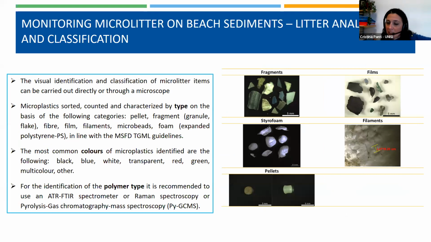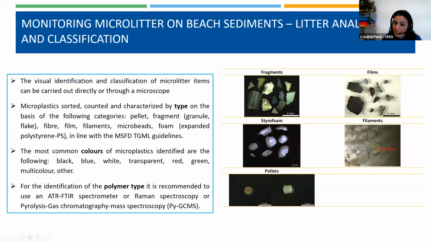Once you have isolated your plastic items, you can put them in a petri dish and observe them by naked eye and under the stereomicroscope for the smallest particles. And then you have to classify the particles according to type, following these categories: pellet, fragments, fiber, film, filaments, microbeads, and foam. These are the categories that have been developed within the MSFD task group. And you can see here in the slide some examples of the different categories.